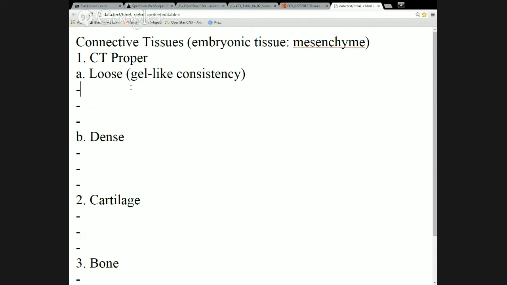So there are three types of tissue. The primary type is areolar connective tissue, and CT for connective tissue. Now, this is sort of the go-to example of a good connective tissue. We find it everywhere throughout the body because it's always adjacent to epithelium.